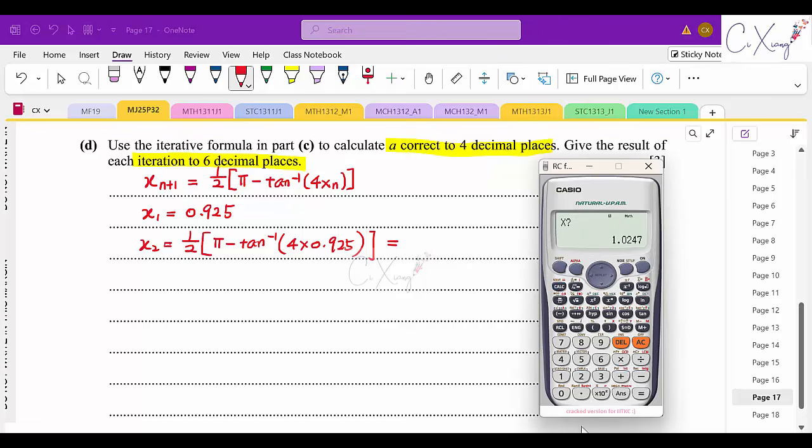The first value is 0.925, so 0.925. And the answer that I get is this one. Please make sure that you keep your answer in 6 decimal places. They did mention here, right? 6 decimal places. And you should have 0.917380.